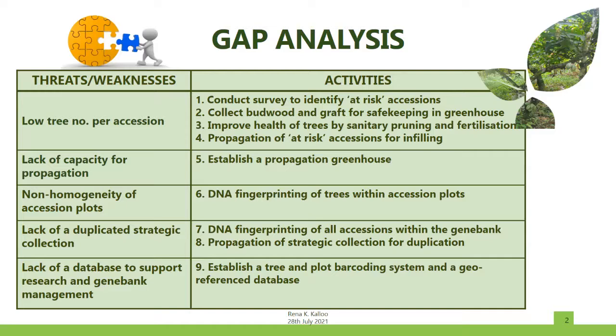We also identified a lack of a duplicated strategic collection. So we identified trees that would go into the strategic collection to be duplicated, DNA fingerprinted, and started to propagate these accessions for duplication. The fifth area was the lack of a database for research and gene bank management.